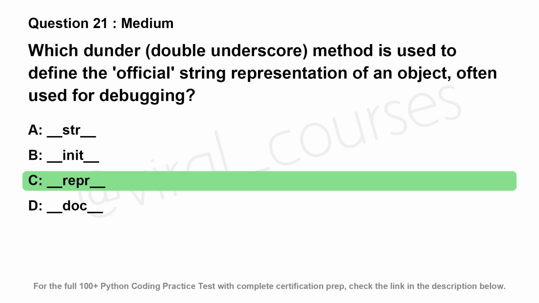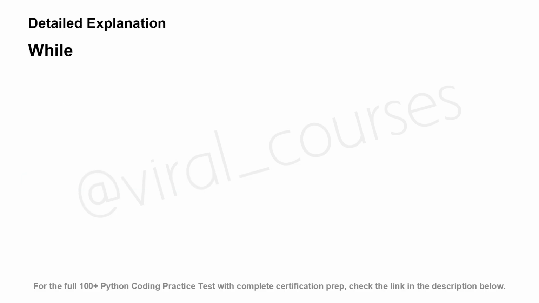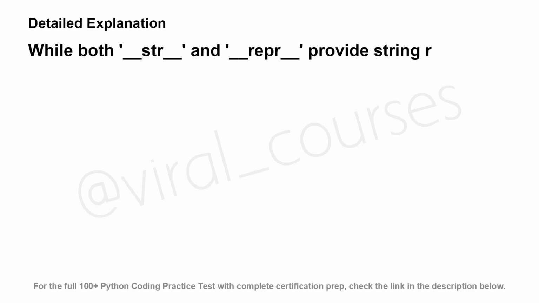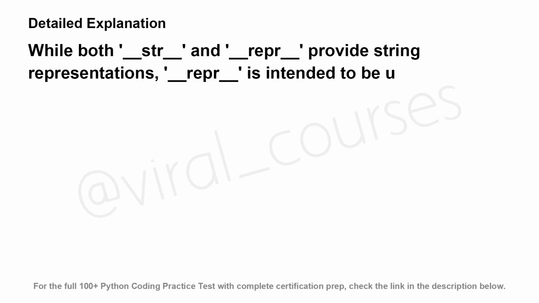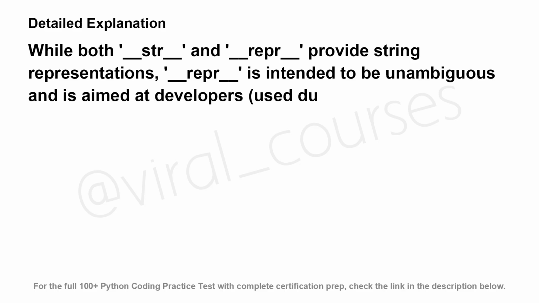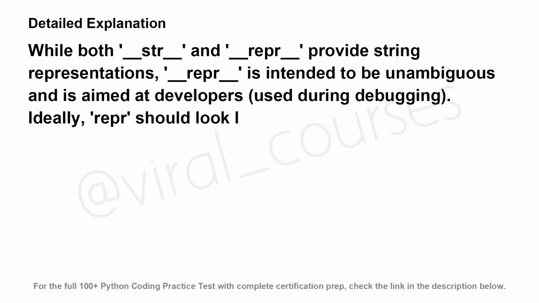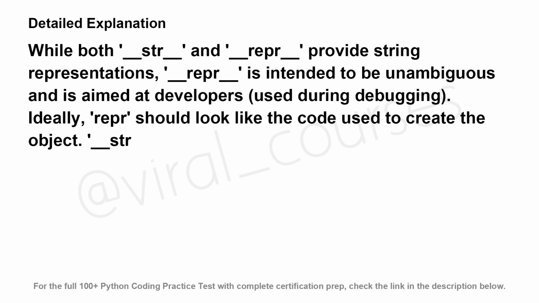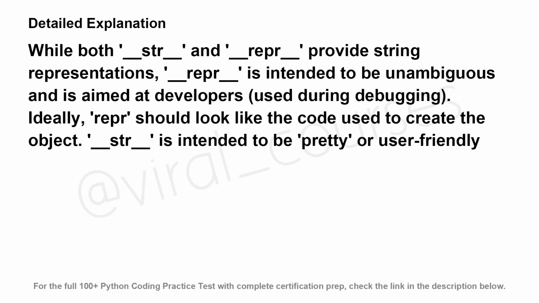The correct answer is C. While both __str__ and __repr__ provide string representations, __repr__ is intended to be unambiguous and is aimed at developers, used during debugging. Ideally, repr should look like the code used to create the object. __str__ is intended to be pretty or user-friendly for the end user.